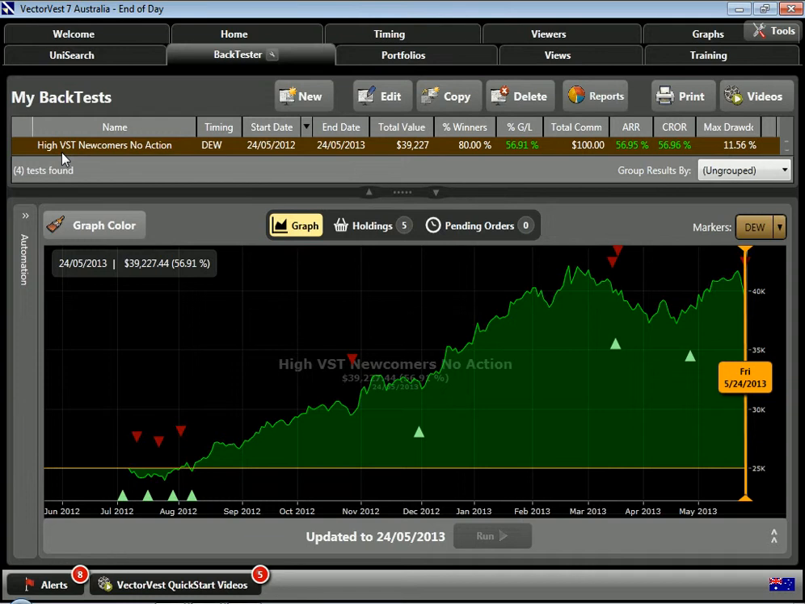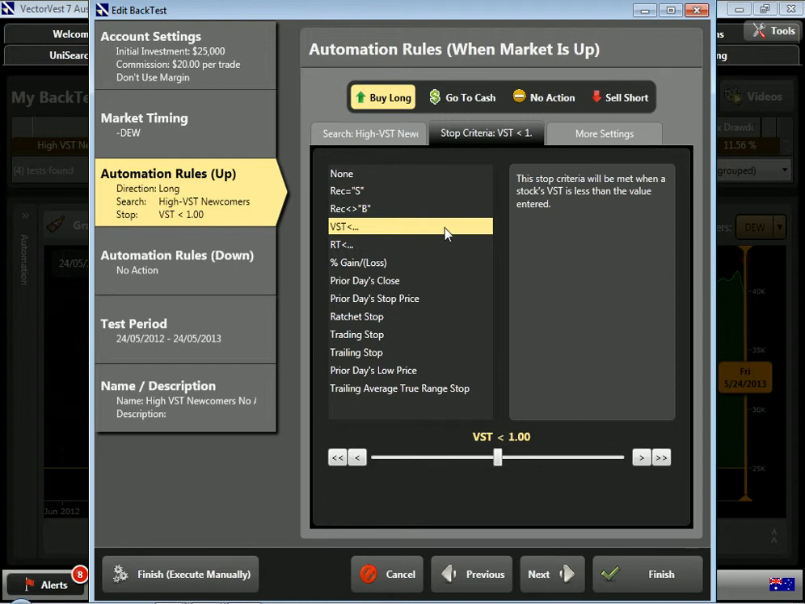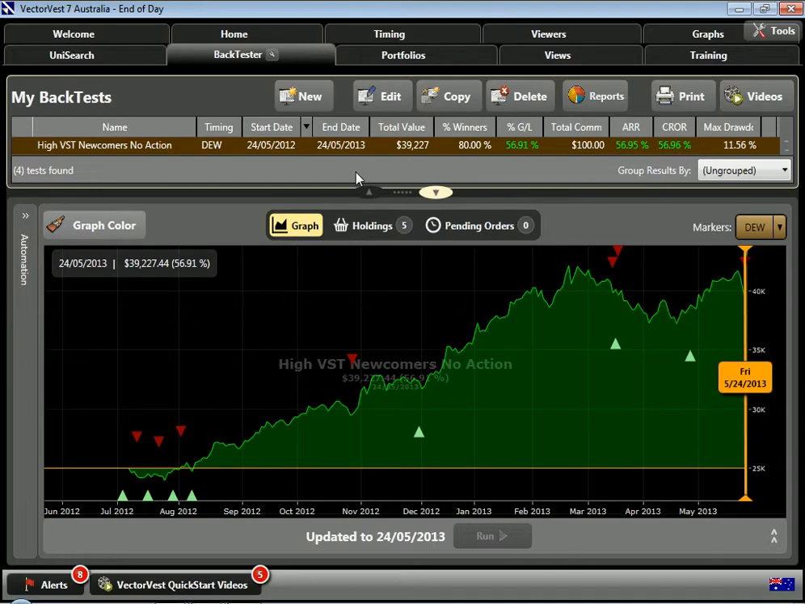Now, we bought 5 positions all at once, and here you can see we are using a stop of a VST less than 1. So anytime one of the stocks we own, which has just moved up above that 1.4 level, if the fundamentals and timing break down to drop that down below 1, we will exit that position. All of the settings for these tests we're looking at can be found in the views this evening. Using that stop of a VST less than 1 allows us to hang on to some quality stocks through the market's up and down gyrations.